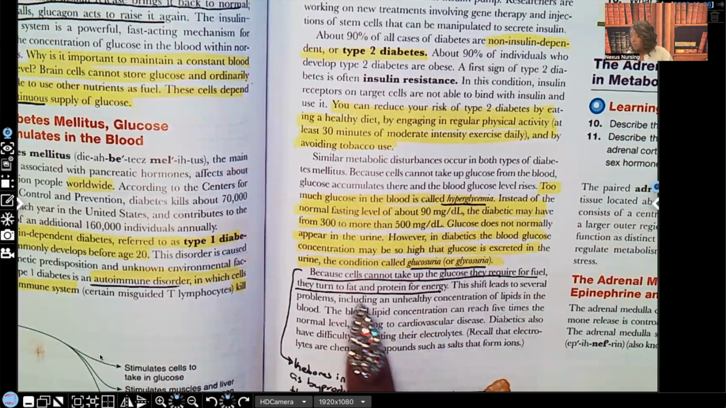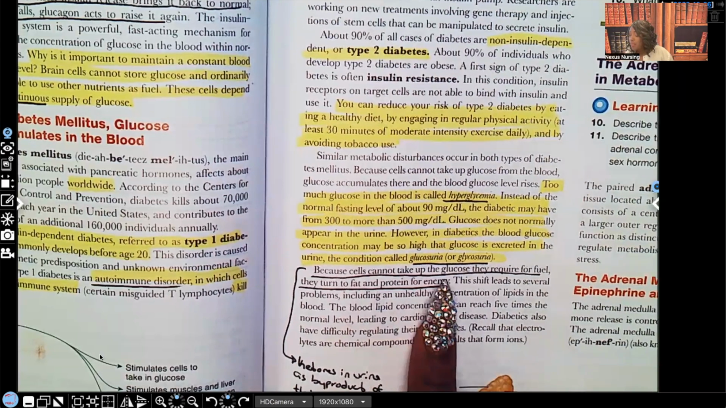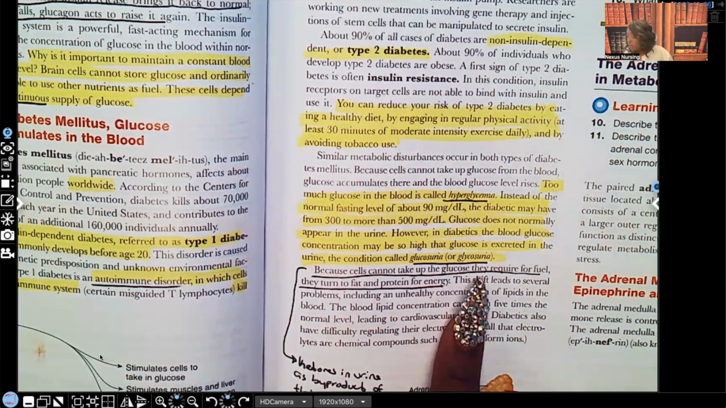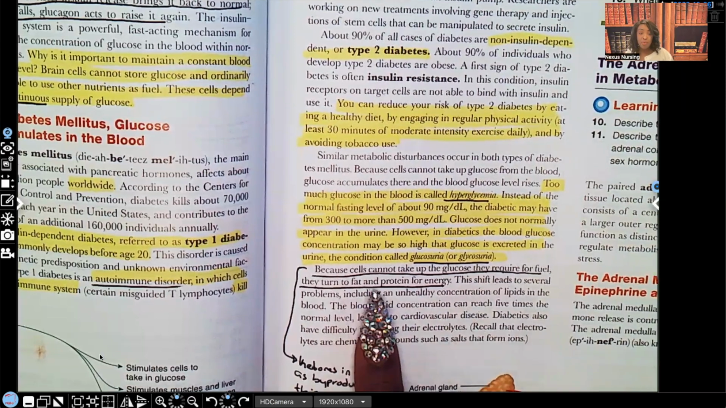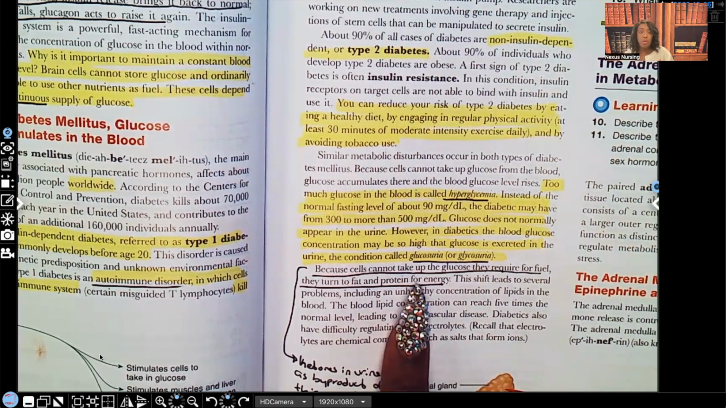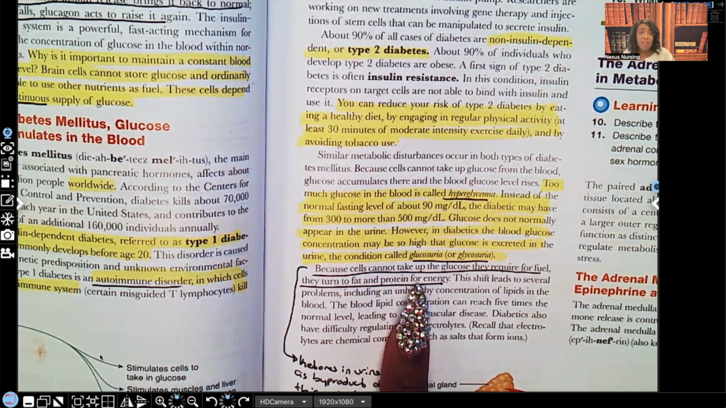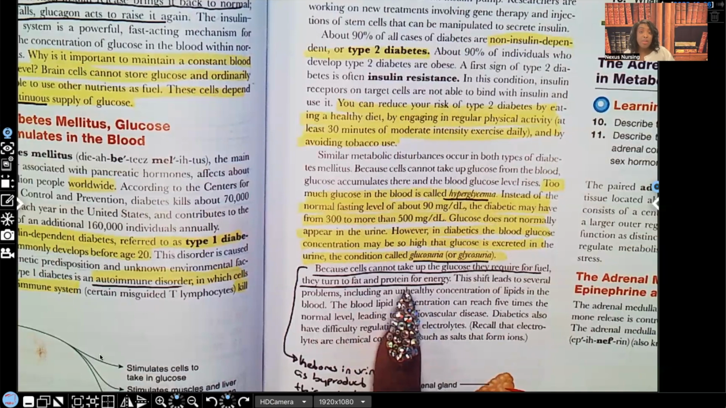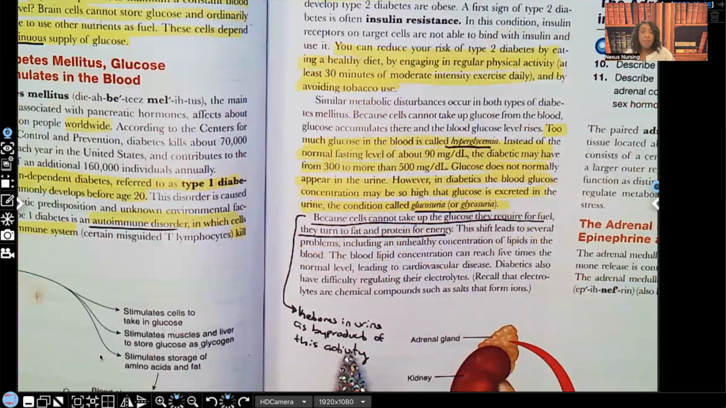Okay? Because cells cannot take up the glucose they require for fuel, they turn to fat and protein for energy. Remember, your tissues, your organs, they need the glucose to keep going. So if the patient has hyperglycemia, all of that sugar is stuck in the blood, your tissue's still trying to survive. So they're like, you know what? We're not getting the glucose that we need to survive. Let's start feeding on the fat and the protein because we still need that energy. And the byproduct of that fat and protein metabolism, guys, that's what causes ketones in the urine.